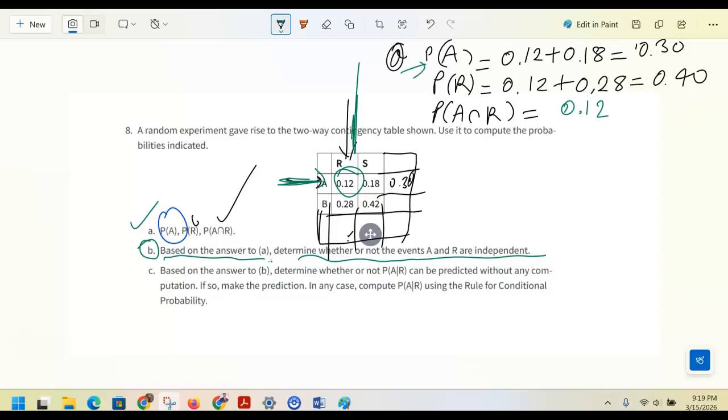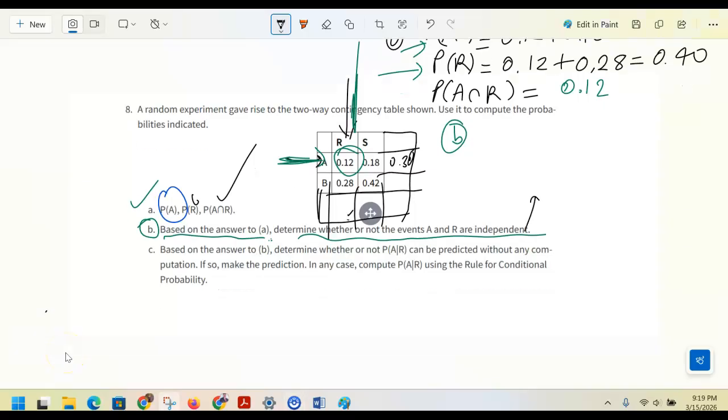So the question is asked, is this independent? Question number B says, how do we know something is independent? The best way to check this is by the multiplication probability of A and R. We have to say whether this is really probability of A times probability of R. If we can prove this, we are done.